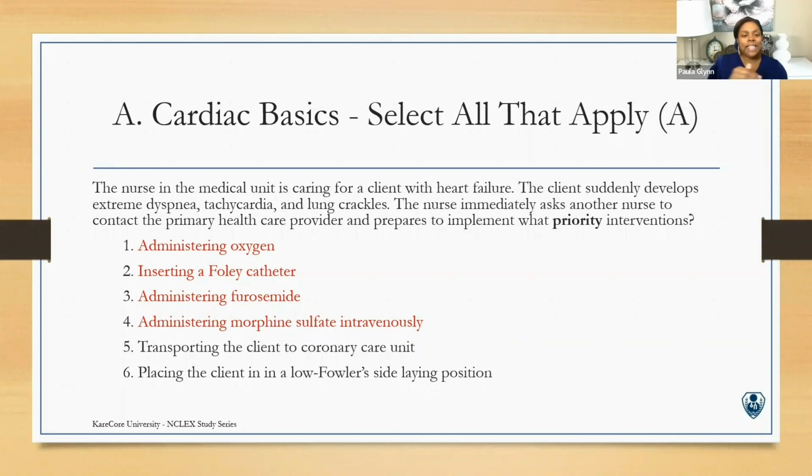As we look at the other items, transporting the client to the coronary care unit and placing the client in low Fowler's position, transporting the client to the coronary care unit is not a priority intervention, because the interventions you actually implemented may work, so you don't need to send them to a higher level of care. Another thing to think about is that placing them in a low Fowler's position is not conducive to someone who is having shortness of breath. You want to have them in a high Fowler's position so that they actually are comfortable.